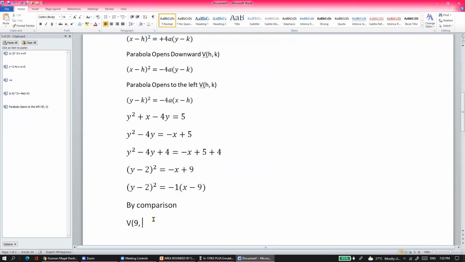Ang K natin is 2. So we have 9 and 2. Yan yung vertex natin. Can you follow, class? Mga anak? Yes, sir. Nalaman natin kaagad yung vertex.